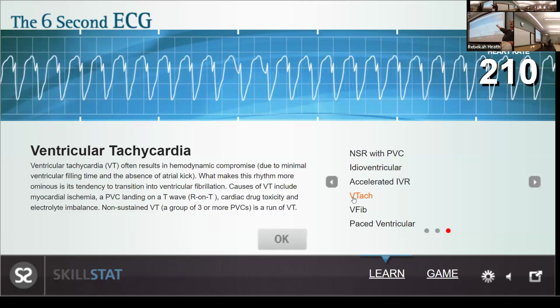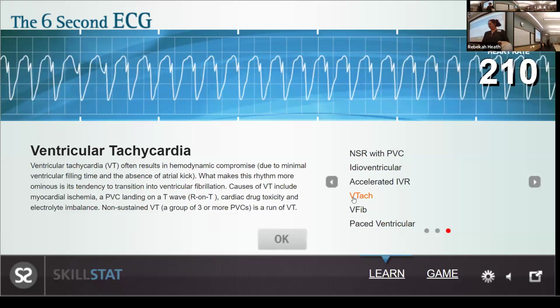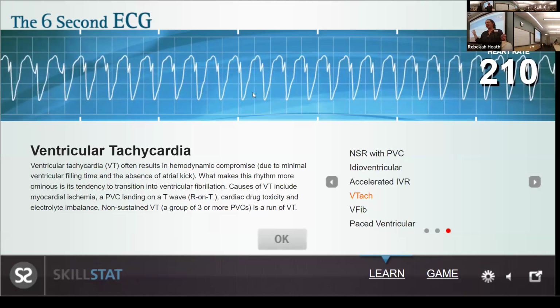And what's the rate with this? Really fast. I'm not going to count it again because I'm just disappointed every time, because I'm counting a different number. But they're saying for here it's 210, which you'll see with VTach. Is 210 beats per minute sustainable? No. This is somebody who is not doing well.